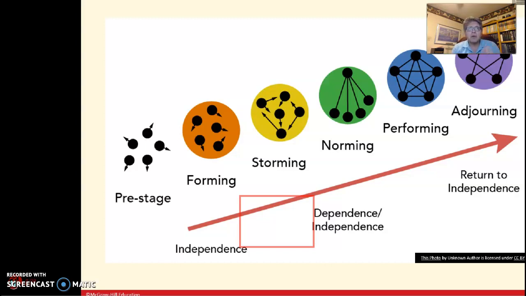As you remember, when we talked about group norms, we talked about those informal rules that groups exist by, and formal rules that are in place. Then there's the performing stage when the task is taken on. And then finally the adjourning phase when the life of the group is over.